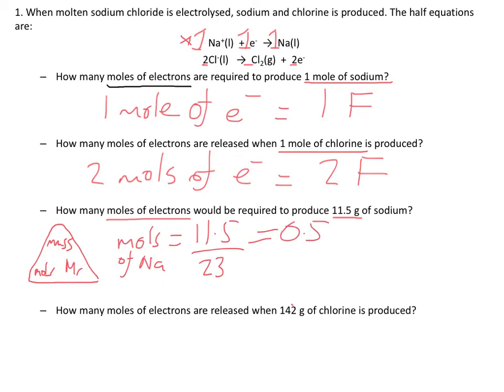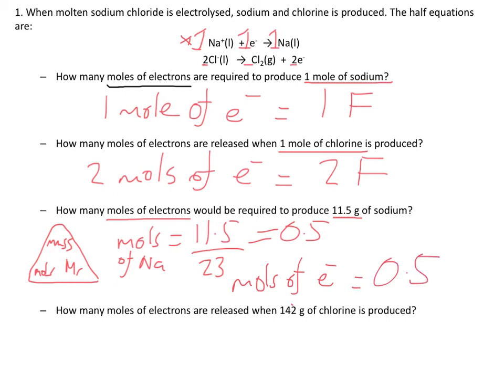So, last time it was quite easy. We only had 1 sodium being produced, and it required 1 mole of electrons. So we can see it's a 1-to-1 ratio. But this time we only make half a mole of sodium. But as the ratio is 1-to-1, we therefore only need half a mole of electrons. So as it's a 1-to-1 ratio, moles of electrons is a half.